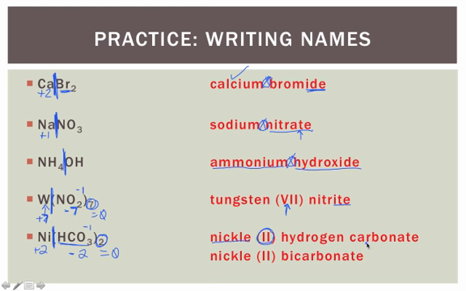That explains then why we have the Roman numeral 2 here. This must be nickel 2 hydrogen carbonate. That's one of the names for this guy. Or this is also known as nickel 2 bicarbonate. That is a second name for this polyatomic ion on the sheet here. Both of these are listed on your polyatomic ion data sheet.